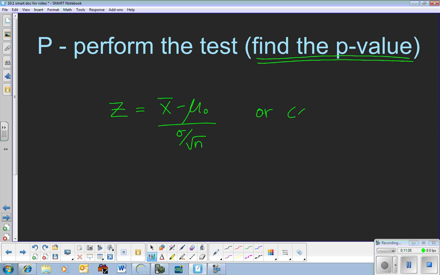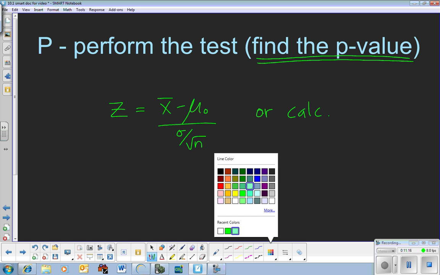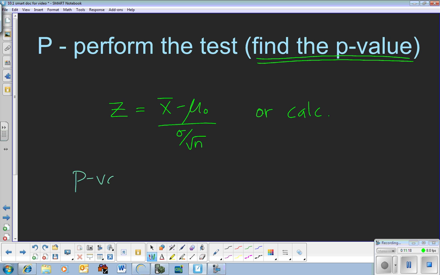Or calculator. Okay, so we'll get to the formula with our example in just a minute, or you could do it in the calculator. But what you need to know for sure is what a p-value is. Make sure you write this down.